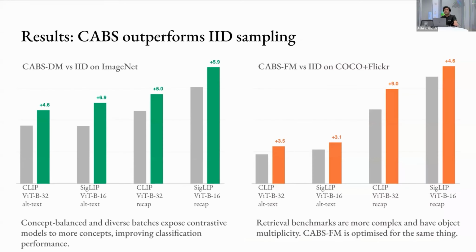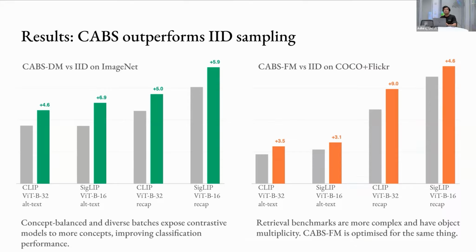We outperform the base setting, which is just IID sampling, where you randomly sample from your large dataset. We show very significant performance gaps between IID sampling and our batch sampling algorithm. And note that we change nothing on the model size. We only change the data that the model sees. So between IID and CABS, the only difference is the batch that is fed to the model.